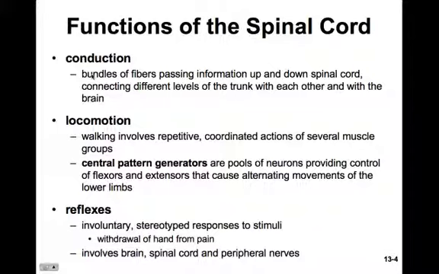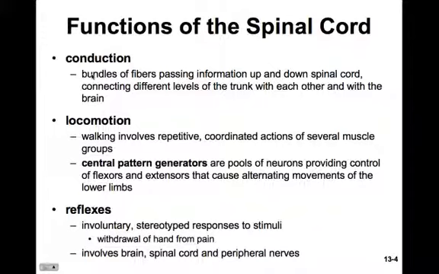The spinal cord serves in three principal functions: conduction, locomotion, and reflexes. Bundles of fibers pass information up and down the spinal cord. They connect different levels of the trunk with each other and to the brain. Locomotion involves walking and repetitive coordinated actions of many different muscle groups. There are central pattern generators that are pools of neurons that provide control over flexions and extensions and allow the alternating movement of our limbs in order to coordinate the pattern of walking or running or swimming.